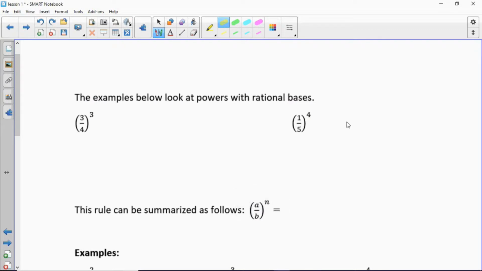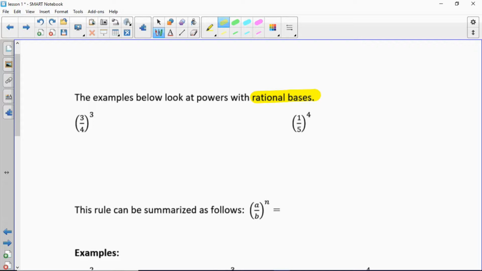In our last example, we look at powers with rational bases. So a rational base means a fraction base. Now the previous example was products. The opposite of a product is a quotient, a division statement. So you could also say that this is a power rule for dealing with bases that are quotients, but I think it's easier to think of them as being just fraction bases.